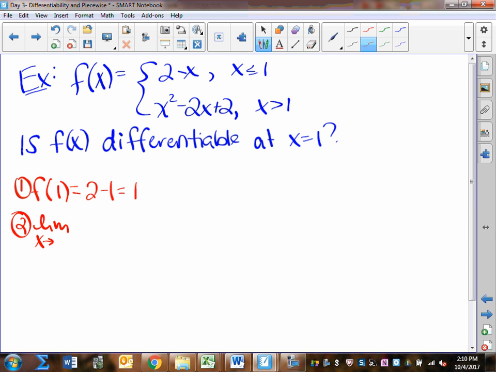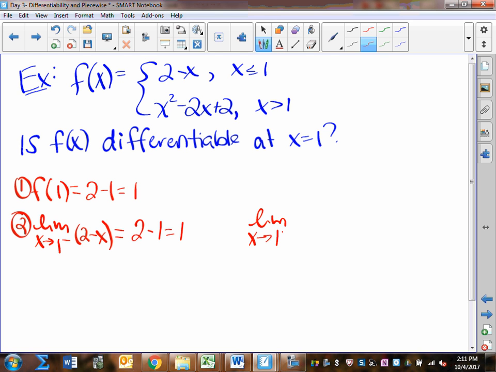Limit as x approaches 1 from the left. And again, specify which piece you're talking about. So I'm talking about from the left, so I'm going to say 2 minus x. And I'm going to go ahead and evaluate that. Can I do direct substitution here? Yep, great. 2 minus 1, which is 1. I'm going to leave a gap to decide if it's equal or not equal to the right hand.